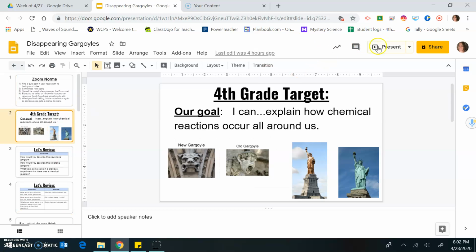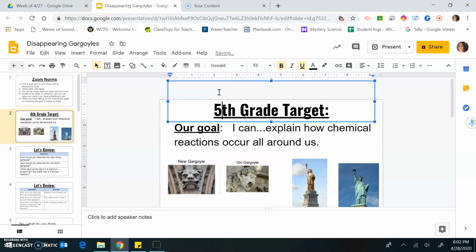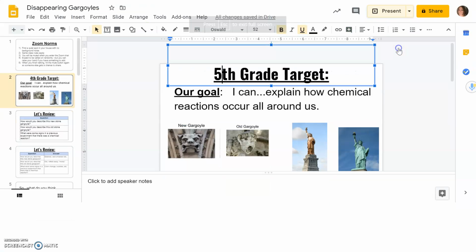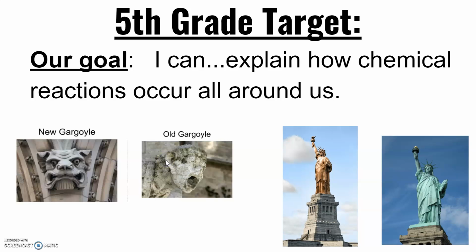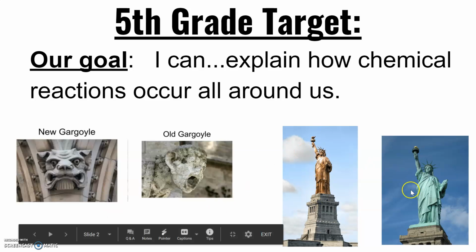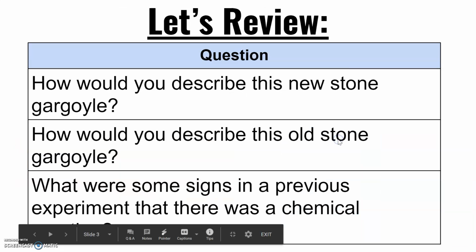So, our goal, 5th grade target: I can explain how chemical reactions occur all around us. So, we had our new gargoyle versus the old one, and some people were confused. I think I gave too much background info on the gargoyles. I think that video kind of threw us off a little bit because we did have some confusion on Monday's lesson. And then we're going to take a look at the Statue of Liberty later on as well, what's similar.